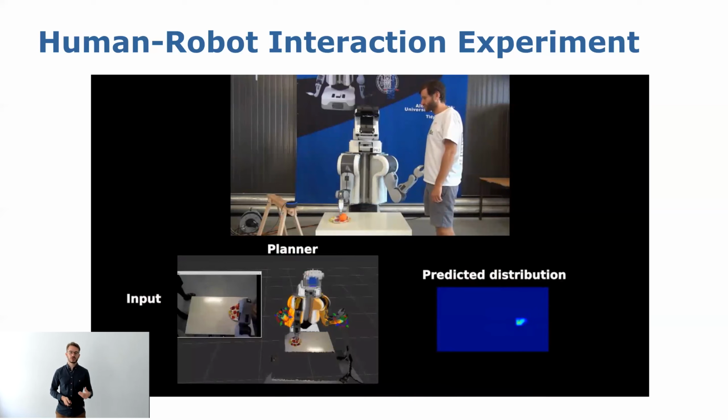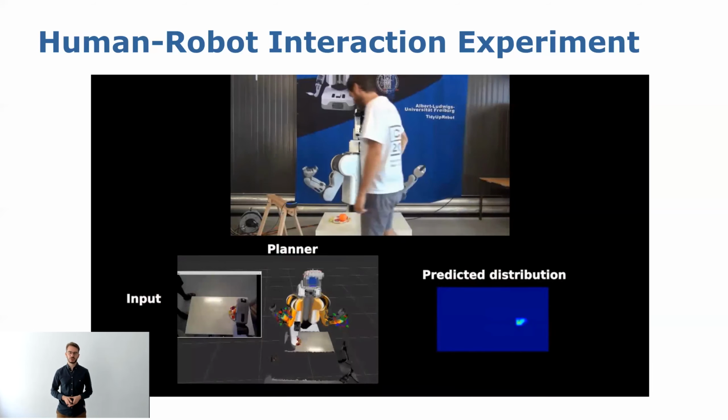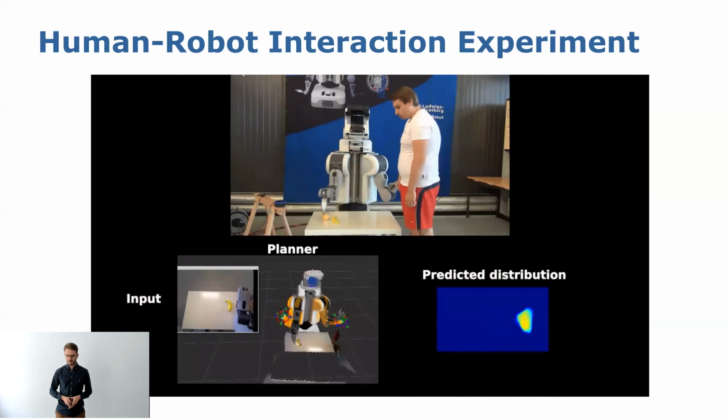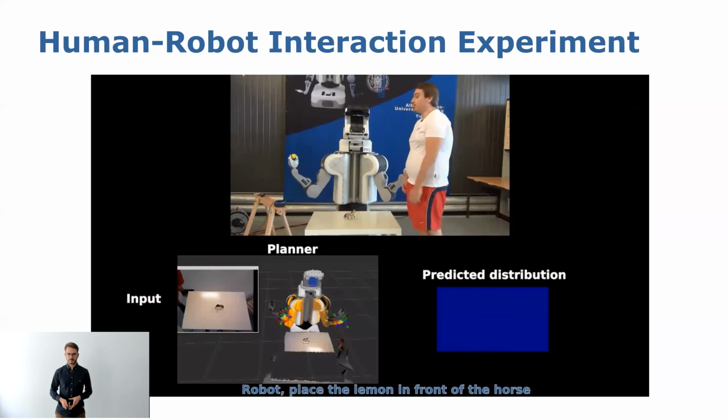Overall, our approach can effectively learn object placements for relational instructions, as you can see from this video. Robot, place the ball right of the banana. All right, working on it. Robot, place the lemon in front.